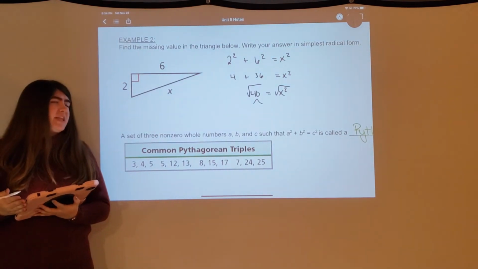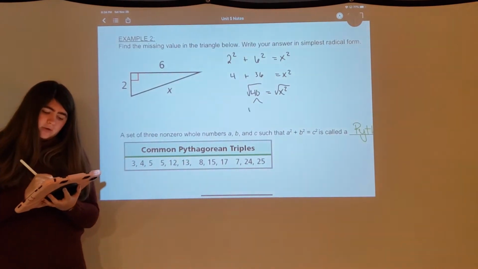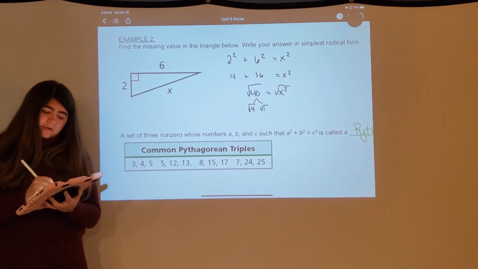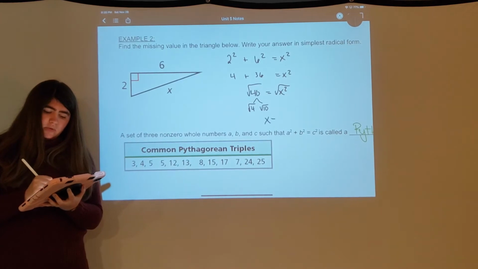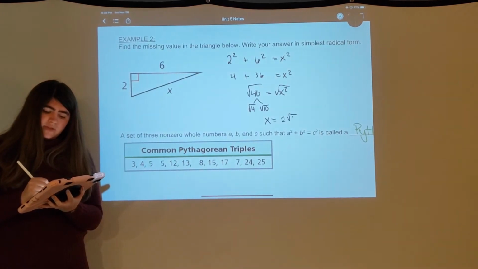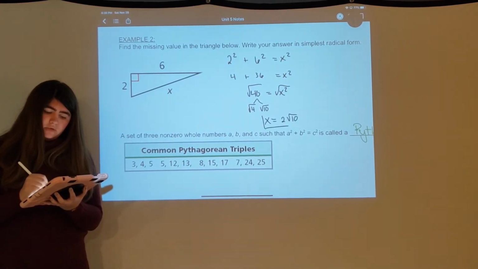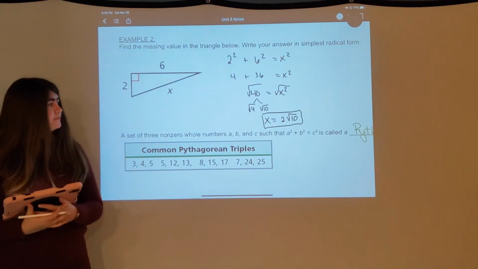4 goes into 40 10 times. That will work. So I have the square root of 4 times the square root of 10, which means that x is equal to 2 square roots of 10, because the square root of 4 is equal to 2. And that is my answer.